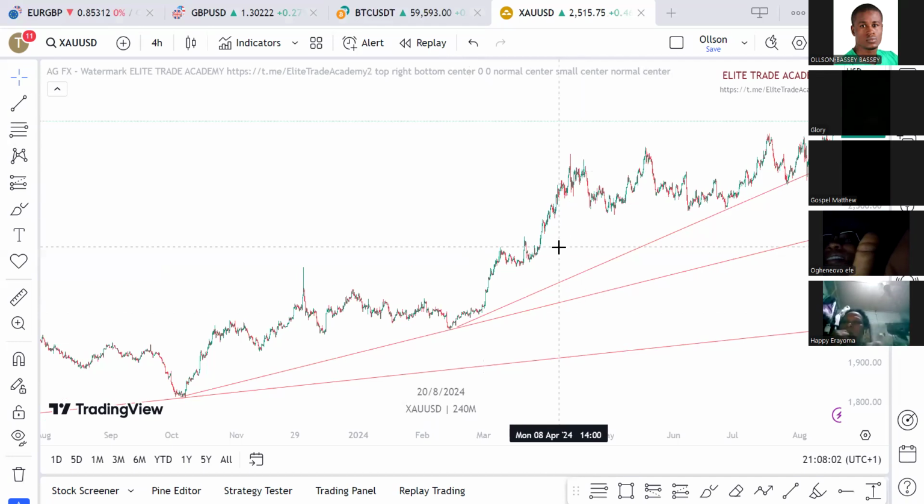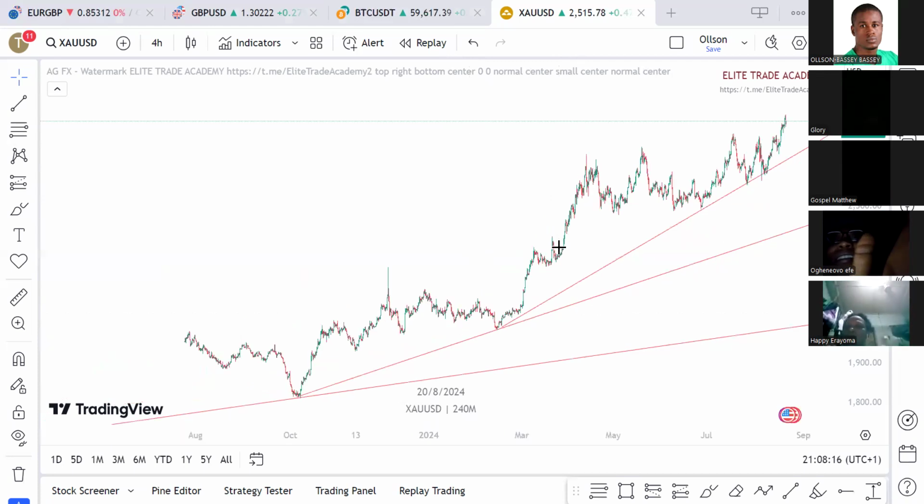Okay, so today we're going to be looking at market structure. So we've been able to spot market direction. We can see here from the line chart that we have here, that price is making higher highs and lower highs. Higher highs and lower highs. What do I mean by that?